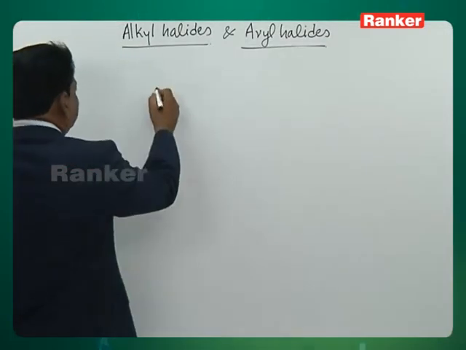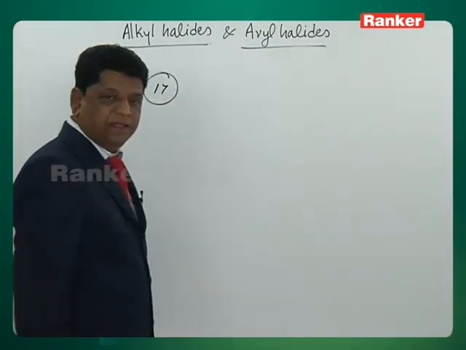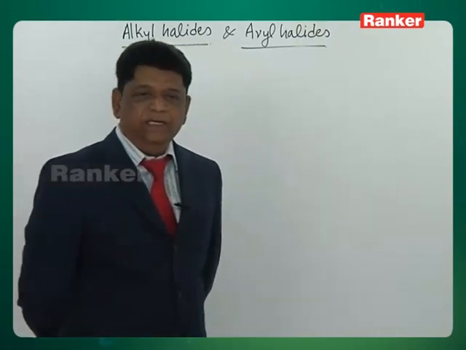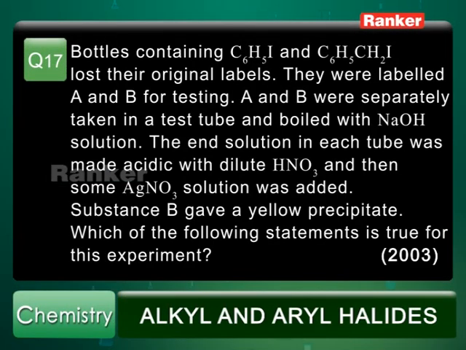So let's go to the 17th question. The question is a little descriptive, but it's very interesting. The bottles containing phenyl iodide and benzyl iodide lost their original labels. They were labeled A and B. For testing, A and B were separately taken in test tubes and boiled with sodium hydroxide solution. The end solution in each tube was made acidic with dilute nitric acid, and then some silver nitrate solution was added. Substance B gave a yellow precipitate. Which of the following statements is true for this experiment?